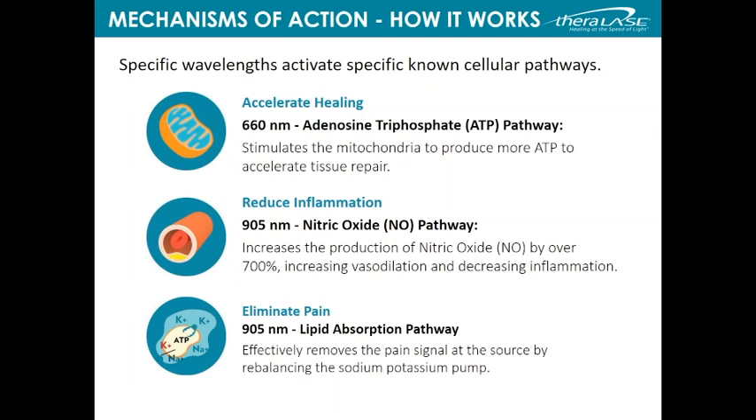The second pathway is known as the nitric oxide pathway. This is activated by 905 nanometer laser diodes. As the light is absorbed by blood vessels, it increases the production of nitric oxide, which we know is a potent vasodilator. And when we get more blood flow through an area, it'll help reduce inflammation in that area. And finally, our last pathway is known as the lipid absorption pathway, again activated by the 905 nanometer wavelength of light. What this pathway does is the light is going to rebalance the flow of sodium and potassium ions across the cell membrane and remove that transmission of pain across the nerve. So we have three specific pathways that are activated, and they're going to work together to accelerate the healing process, reduce inflammation, and eliminate pain.